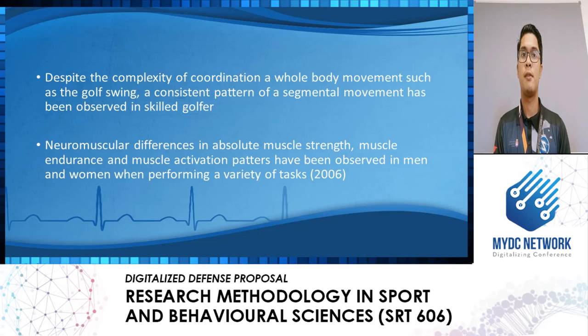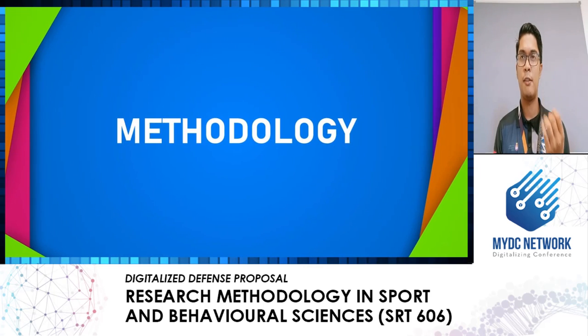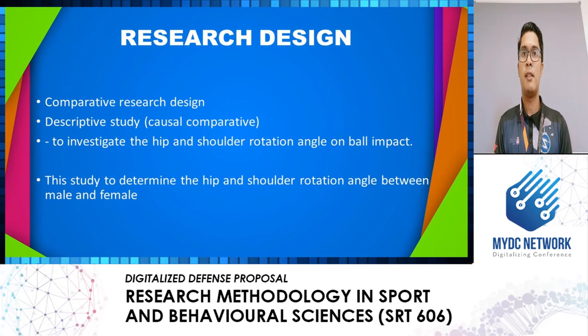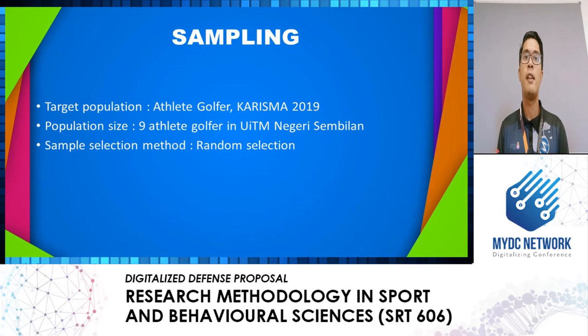Now, we will proceed to the methodology part. For the research design, the study will use a descriptive design where I will conduct a causal comparative study on identifying hip and shoulder rotation angle amongst golfer athletes in Charisma. The video will be recorded throughout this session. For the sampling size, it will take 5 male and 4 female using randomized selection.